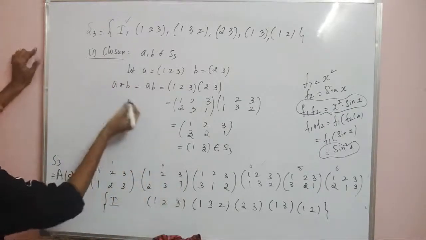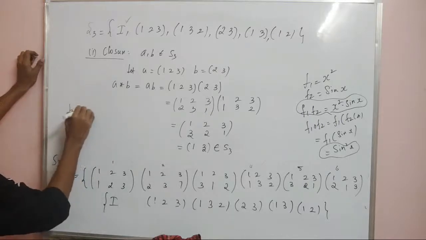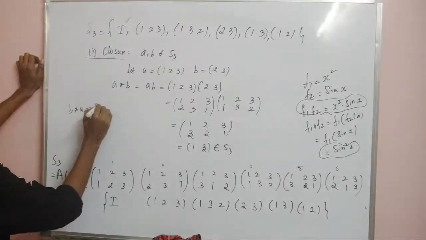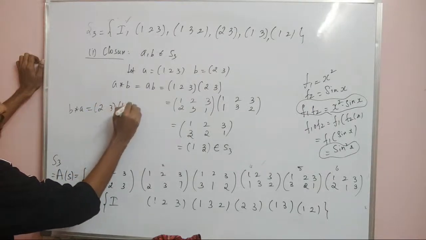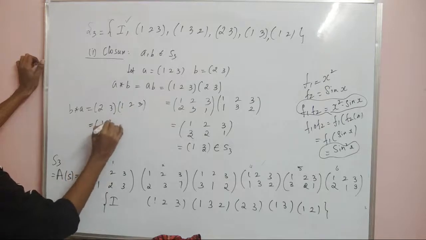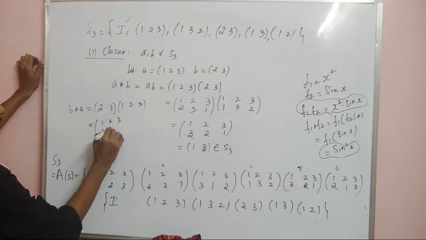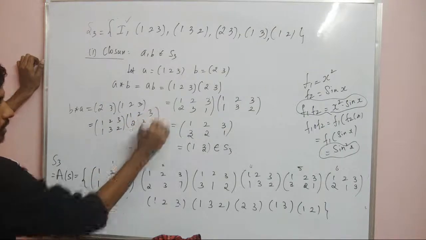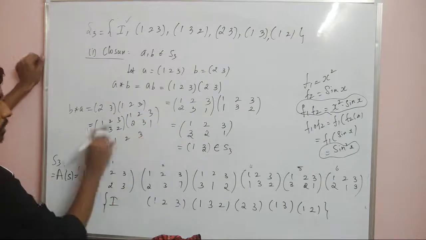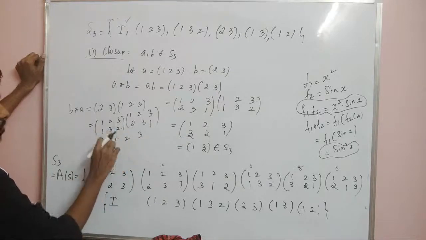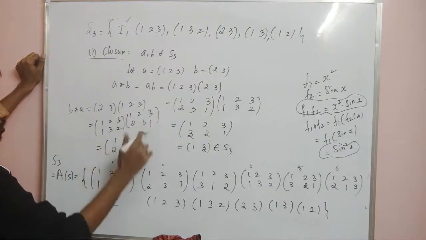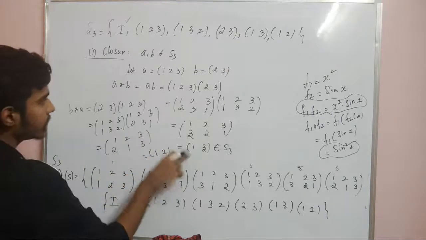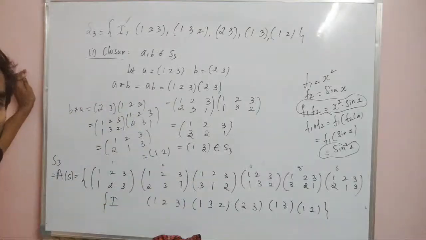So what will be my B star A? We have A star B is 1, 3. So what will be my B star A? It is 2, 3 and 1, 2, 3. 1 3 2 and 1 2 3 2 3 1. So this is 1 2 3, 1 goes to 1, 1 goes to 2, 2 goes to 3, 3 goes to 1, 3 goes to 2, 2 goes to 3. You can see that A star B is not the same as B star A.